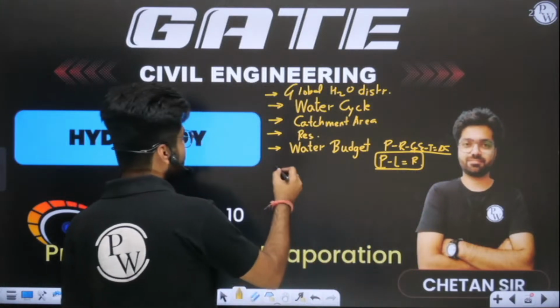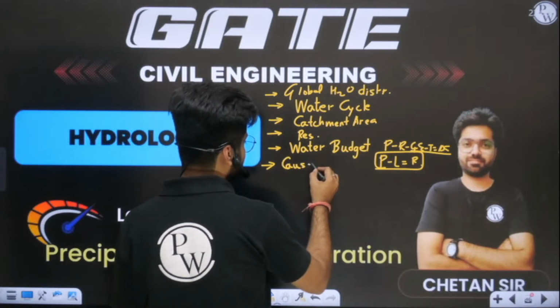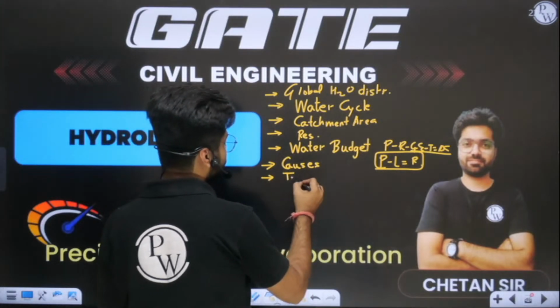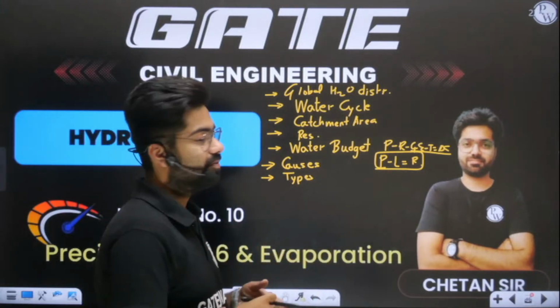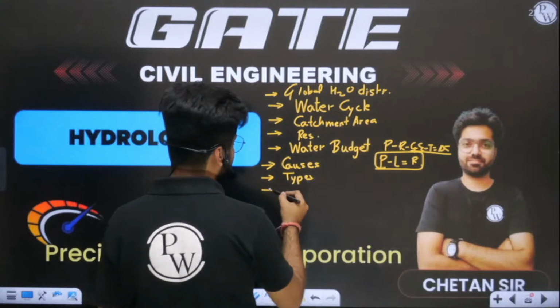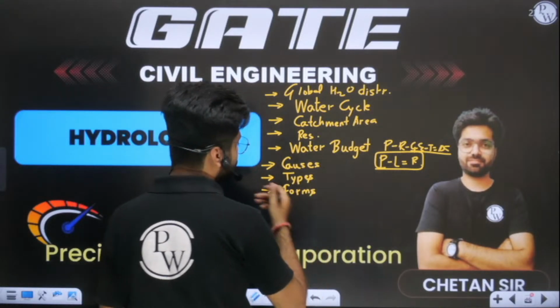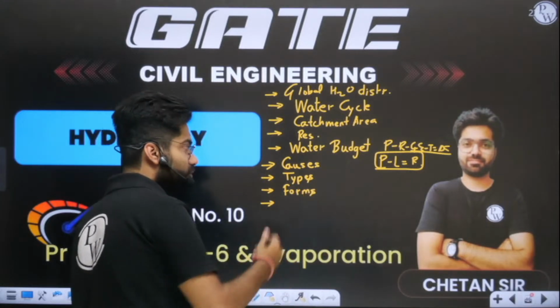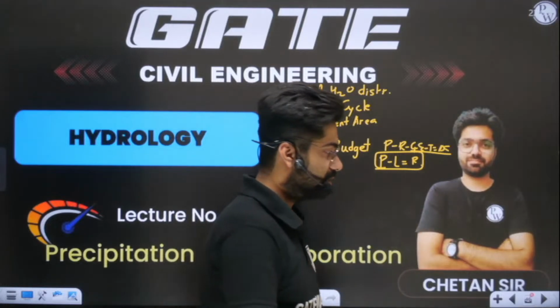After water budget, we started the next chapter, precipitation, in which the very first topic which we discussed was causes of precipitation. After this, we went on to discuss types of precipitation, all the different types of precipitation we have discussed. After types of precipitation, we went on to discuss forms of precipitation. I hope you remember all the forms of precipitation. Rainfall was there, snow was there, sleet was there, glaze was there, drizzle was there, hailstorm, everything.